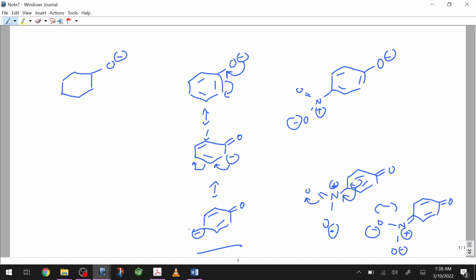But resonance is that important, and you're seeing the effect of it here. Just one effect of it. But the idea is that it helps you to stabilize charges no matter the context. If it's possible to do resonance, that's going to help. So this is a critical part of understanding things as we go forward.